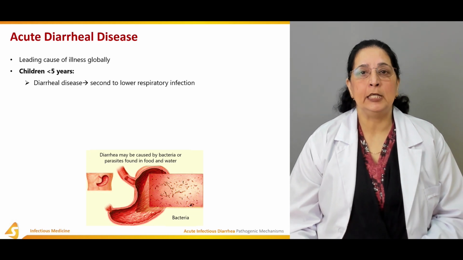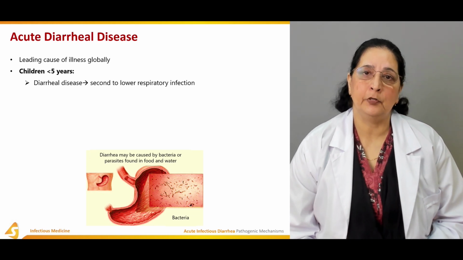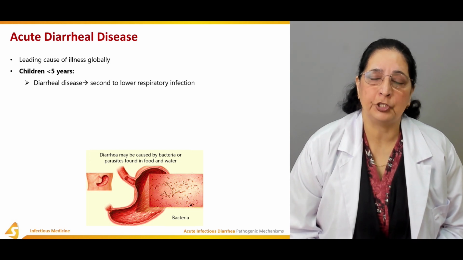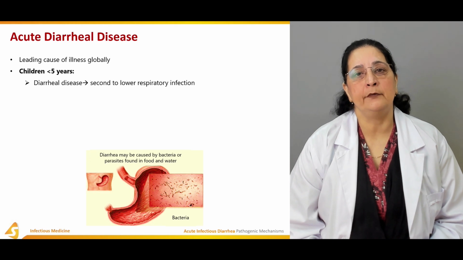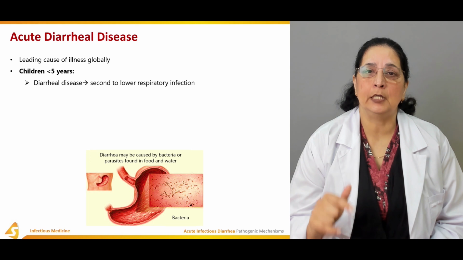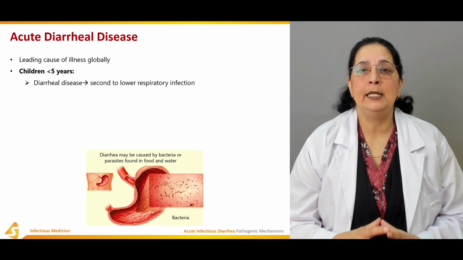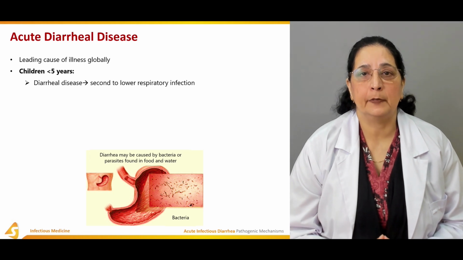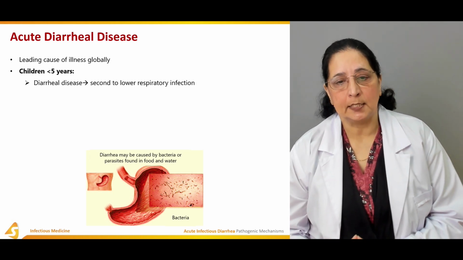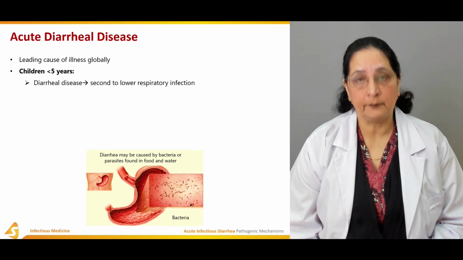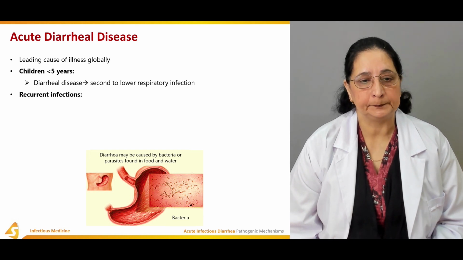It's only second to lower respiratory tract infections. Lower respiratory tract infections are also very common infections in children. So infectious diarrhea is second only to the infection of the lower respiratory system. So it's the second most common infectious disorder globally.